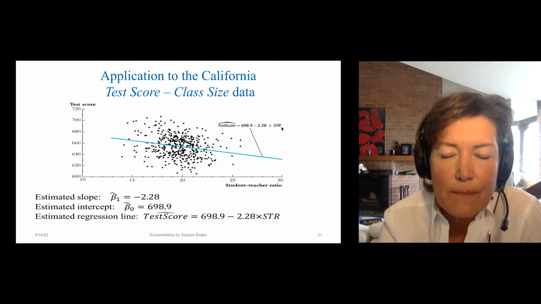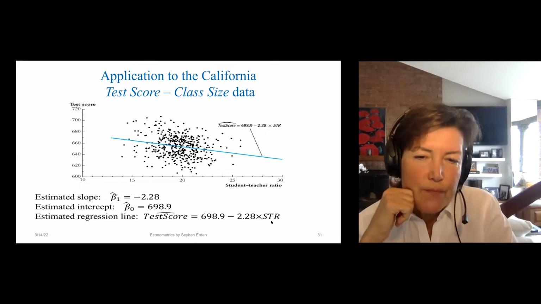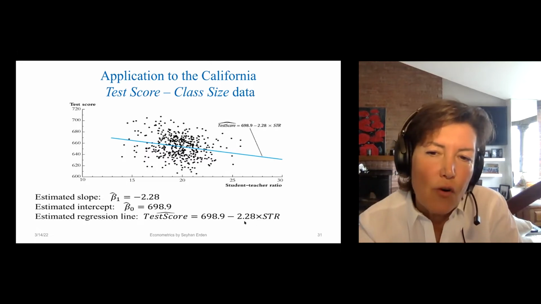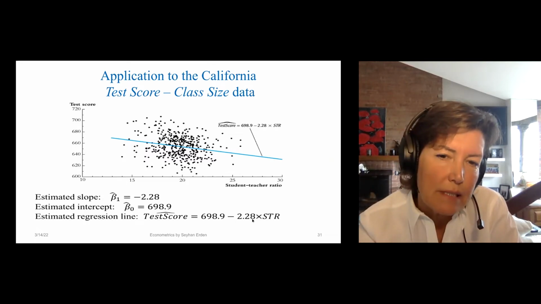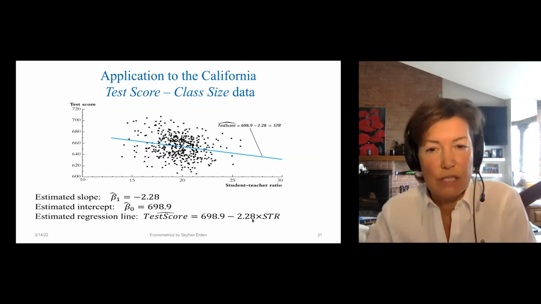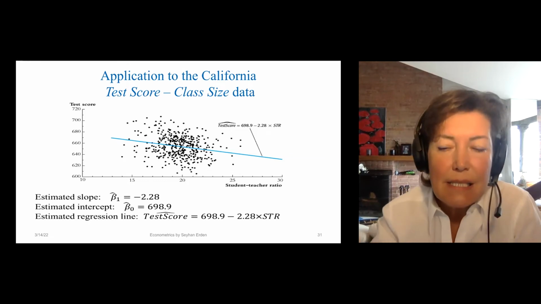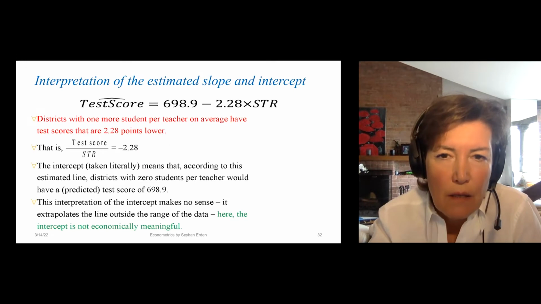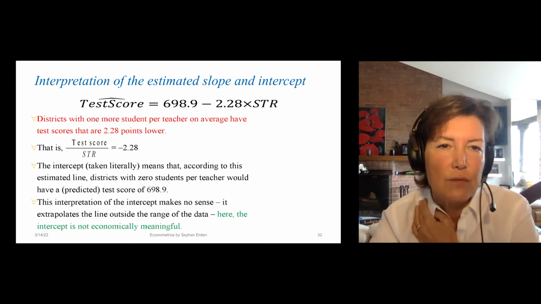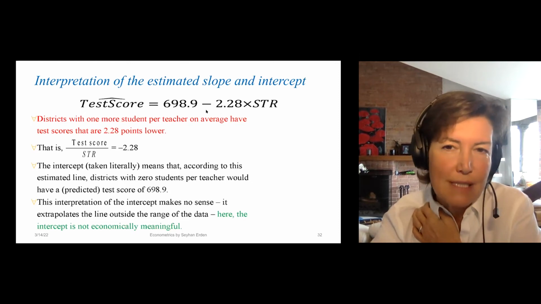What does this mean? Now I can say this: one more student per teacher will decrease test score by 2.28 points, or one less student per teacher in a school district will increase the test score by 2.28. Is this a good regression? So here is that explanation. One more student, one less student. Or, because it's linear, you can say two more students and multiply that number by 2.